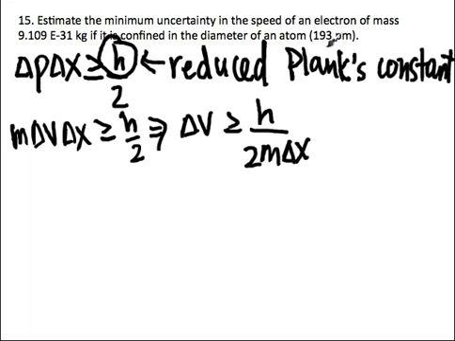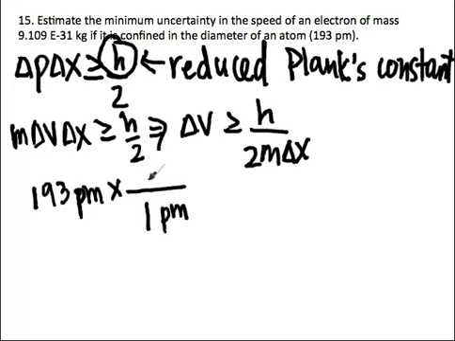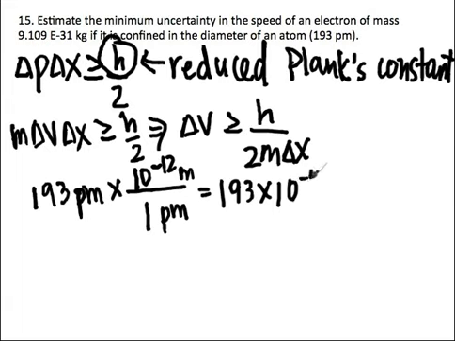Now, for this problem, to give us the diameter in picometers, we need to change this to meters. So we're going to again use dimensional analysis. So 193 picometers times 1 picometer equals how many meters? 10 to the negative 12 meters. Therefore, we have 193 times 10 to the negative 12 meters. So we have all the necessary information to solve this problem because also the mass is in kilograms, which is what we want. So now we can solve it.